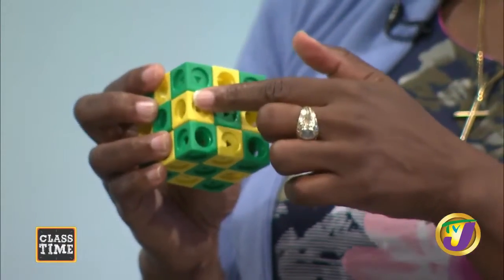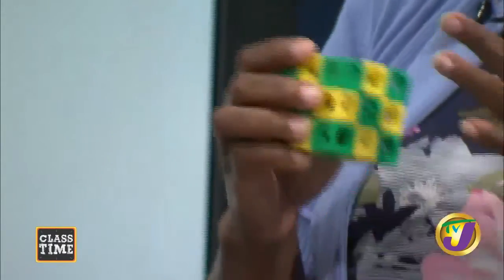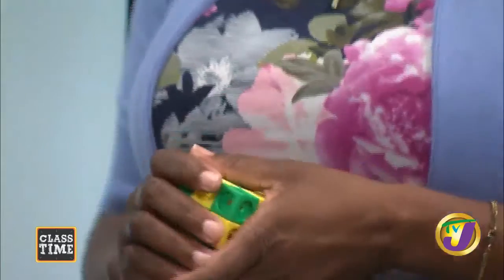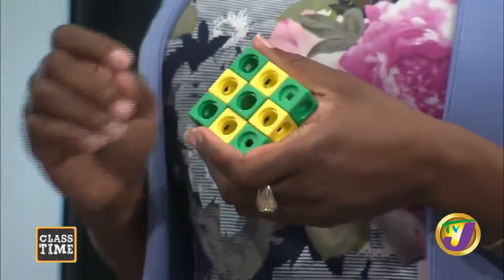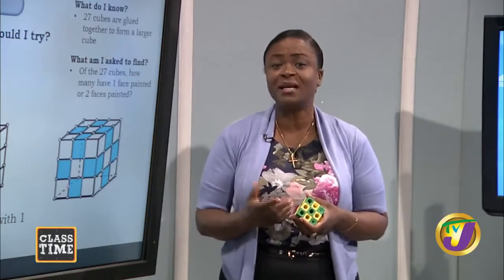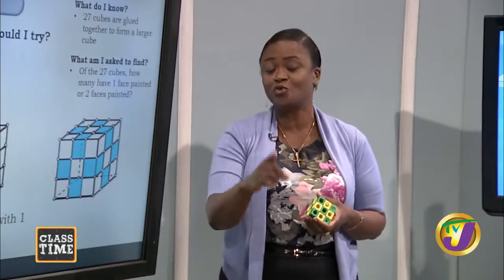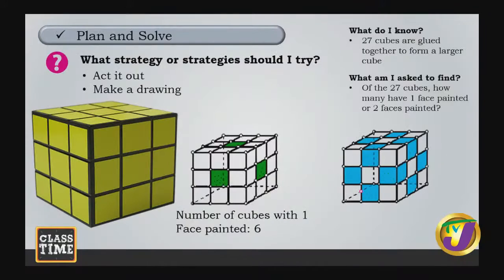3 with 2 faces, look at it. And 4 with... and you could go through acting it out. Now for you older students, you would say, but I can just make a drawing or I can just use my reasoning. That is a plan that you can use. However, there will be times when one of the best options for you is to act it out.